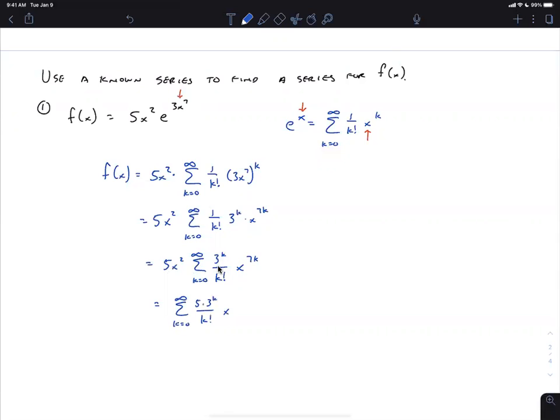And then the x squared times x to the 7k, we add the exponents. And so that's x to the 7k plus 2. Just be careful, it's not 9k. You can't combine those, but it is 2 plus 7k. So that is the new power of x. So this is the power series for 5x squared e to the 3x to the 7th. Does that make sense, everybody? Any questions on that?